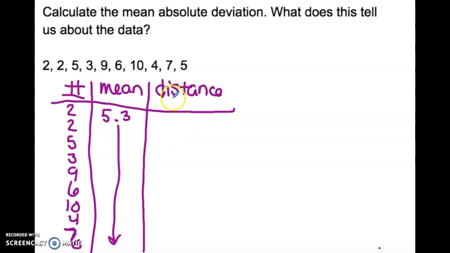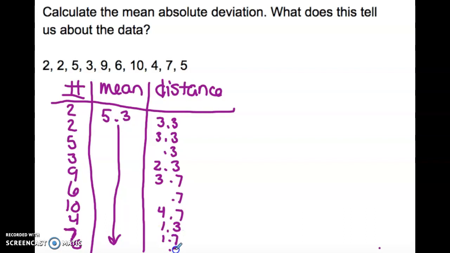Then you have to find the distance of each number from the mean. So let's start doing that. Do it along with me, check my work. Also remember that the distance can never be negative, so make sure you do bigger number minus smaller number always. Okay, had to squish it in a little.